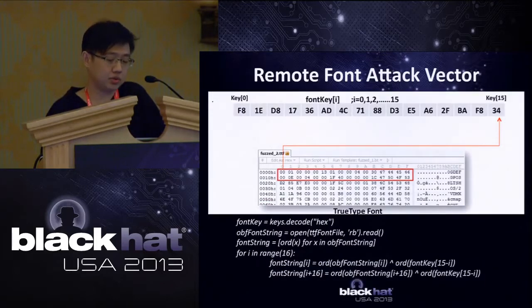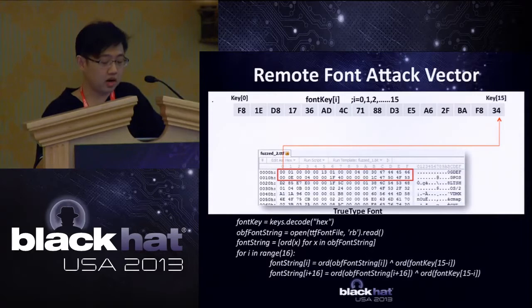And this slide shows the program to perform the XOR operation of the GUID key with the first 32 bytes of the TTF binary file. As shown in the slide, the first 16 bytes of the TTF binary file will perform the XOR operation with the GUID key from key 15 to key 0, byte by byte. To explain in more detail, the first byte of the TTF font, equal to value 00, will perform XOR operation with key 15, which is equal to 34.